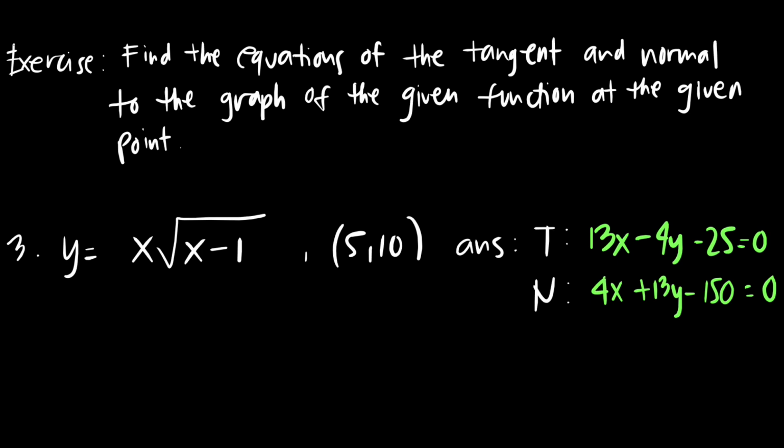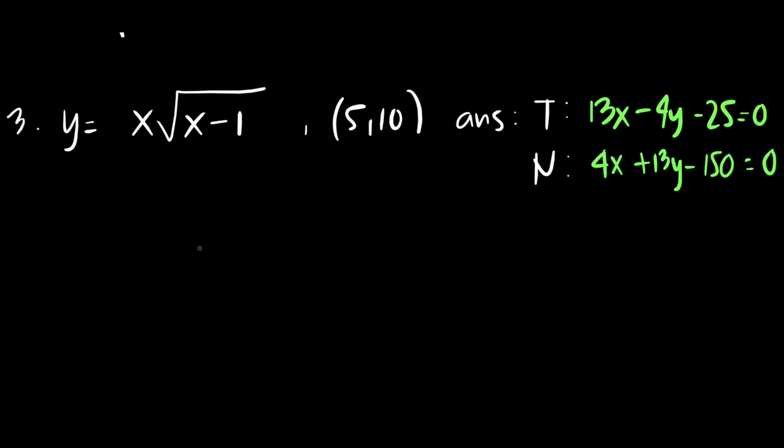Let's proceed to number 3. So y is equal to x multiplied by the square root of x minus 1. So we'll get its first derivative first. So we have y equals x. We'll just transform it into exponent form.